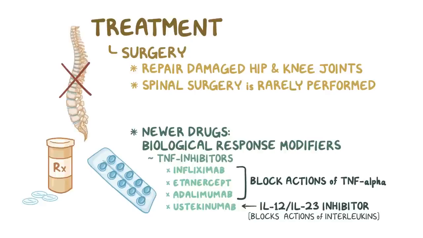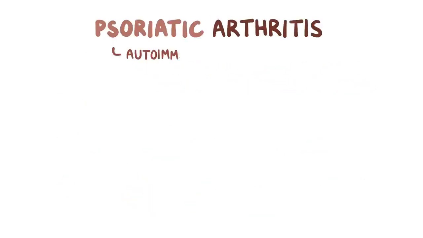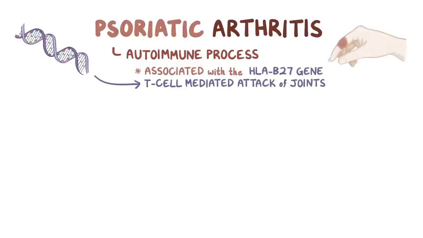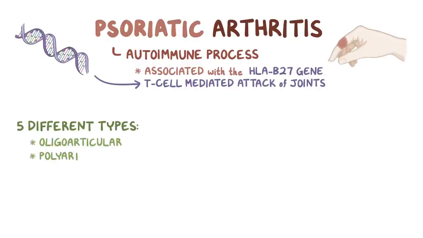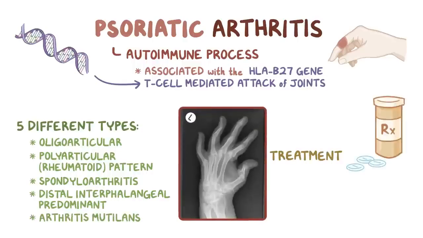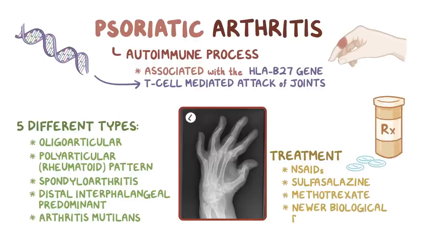Finally, surgery can be performed to repair damaged hip and knee joints, but spinal surgery is typically considered risky and is rarely performed. Alright, as a quick recap, psoriatic arthritis is an autoimmune process, often associated with the HLA-B27 gene, which causes a T-cell mediated attack of the joints in people with psoriasis. There are 5 different types of psoriatic arthritis, which can be oligoarticular, polyarticular or rheumatoid pattern, spondyloarthritis, distal interphalangeal predominant, and arthritis mutilans. Treatment includes use of NSAIDs, sulfasalazine, and methotrexate, as well as newer biological response modifiers.